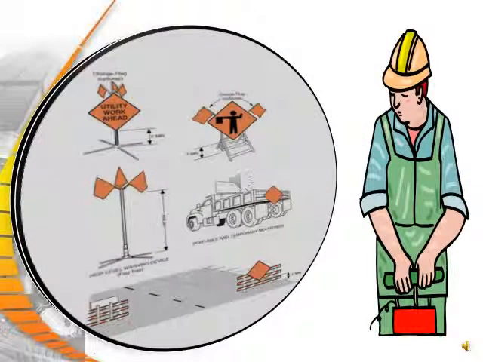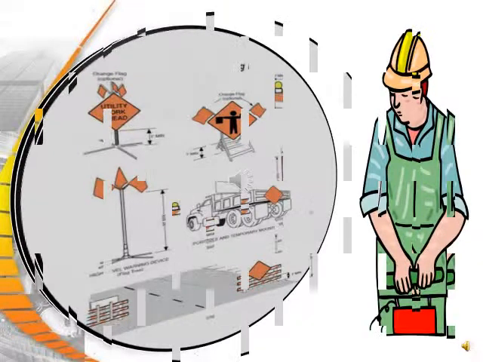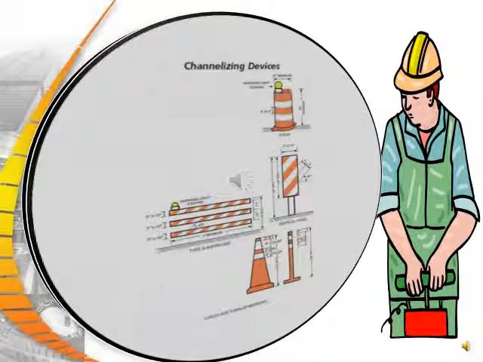Here we can see some signs, signals, and barricades as placed in actual highway situations. Here we can see examples of channelizing devices.